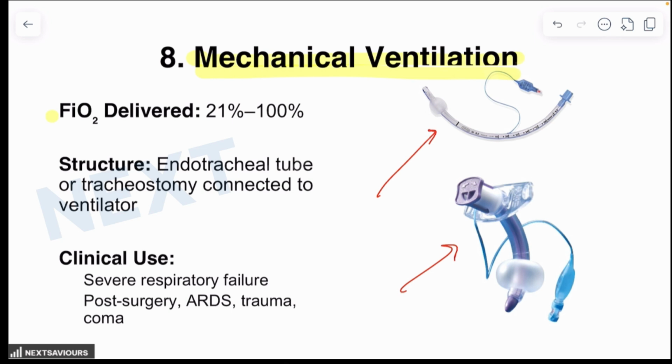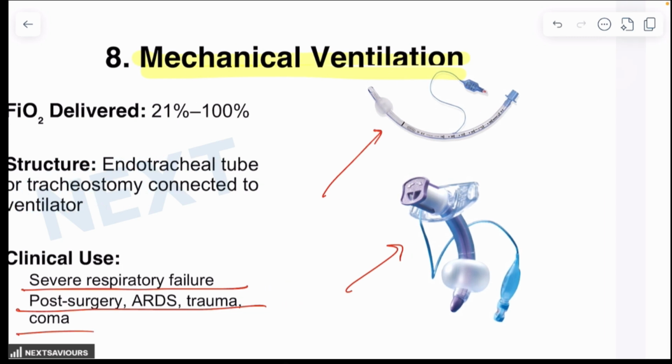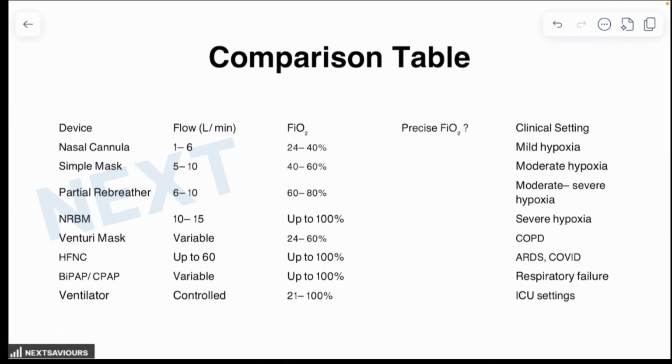And it is obviously used in case of severe respiratory failure, post-surgery, ARDS, trauma, coma, meaning multiple reasons, wherever there is a requirement, wherever the patient cannot ventilate or oxygenate. Now, coming on to the comparison table of the masks we have talked about.